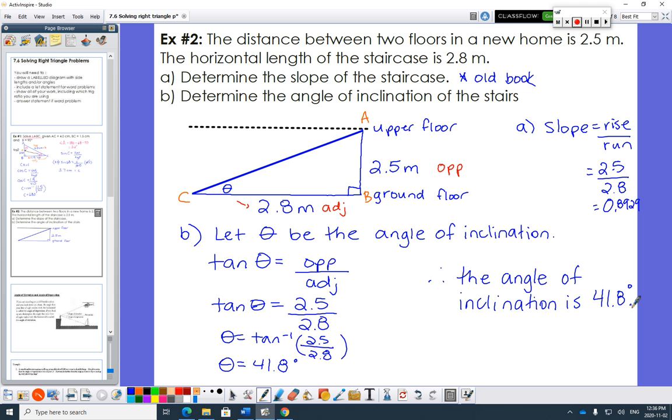Yep. It doesn't say, so if you wrote 42, that's okay. No, because it doesn't say. If it says, then just make sure you read the question carefully, okay?